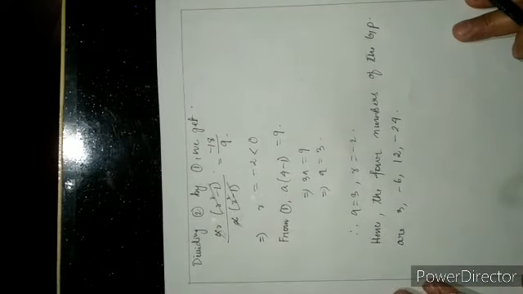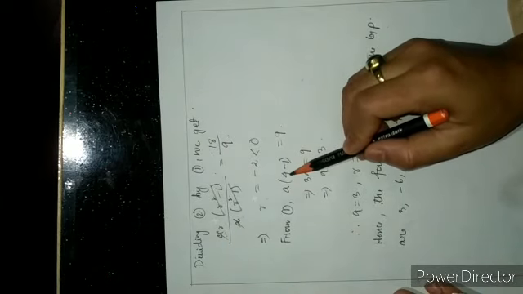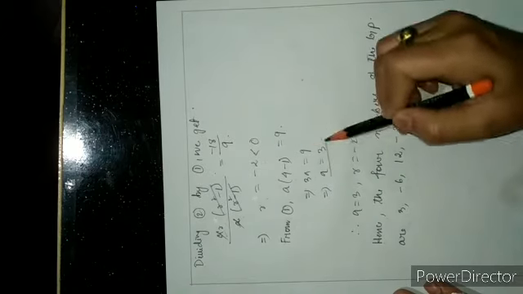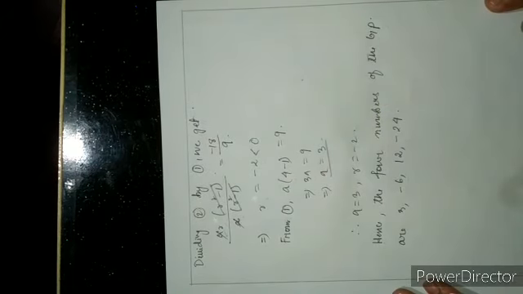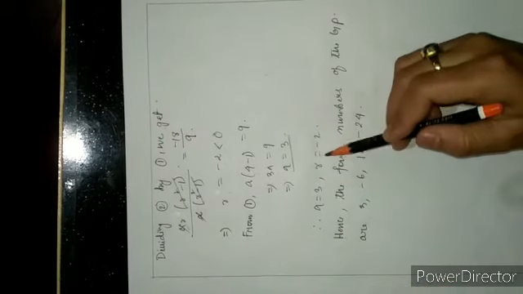Now from equation number 1, putting the value of r: a times (r square minus 1) equals 9. With r equal to minus 2, a times (4 minus 1) equals 9, so 3a equals 9. Dividing both sides by 3, the value of a is equal to 3. Therefore the first term is 3 and the common ratio r is equal to minus 2.